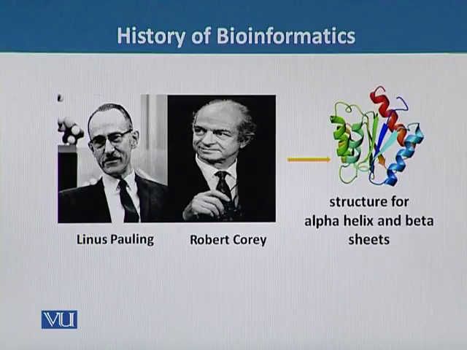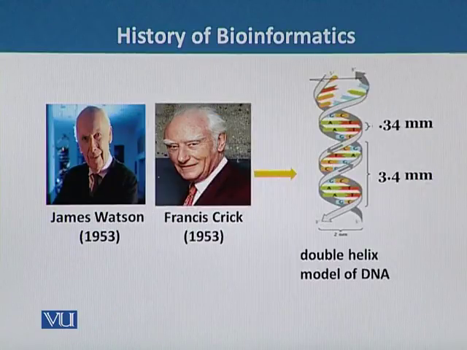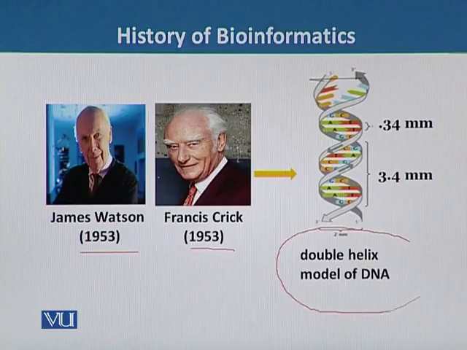Then in 1951, two scientists named Linus Pauling and Robert Corey, for the first time predicted the structure of a protein in the form of alpha helix and beta sheets. They predicted a very important structure for the proteins. Next are two very famous scientists, Watson and Crick. We all know that in 1953 they proposed the very famous double helix model of DNA, and for this discovery they were awarded the Nobel Prize.